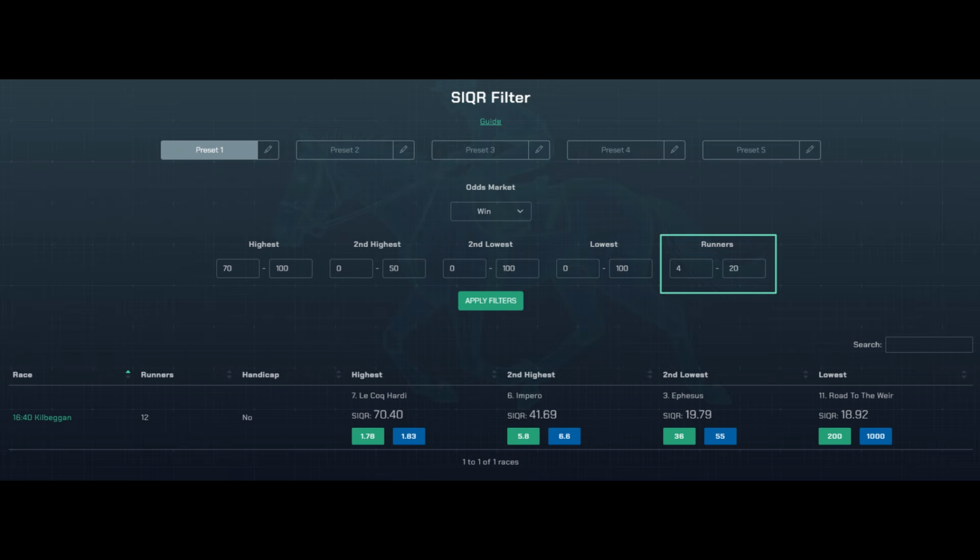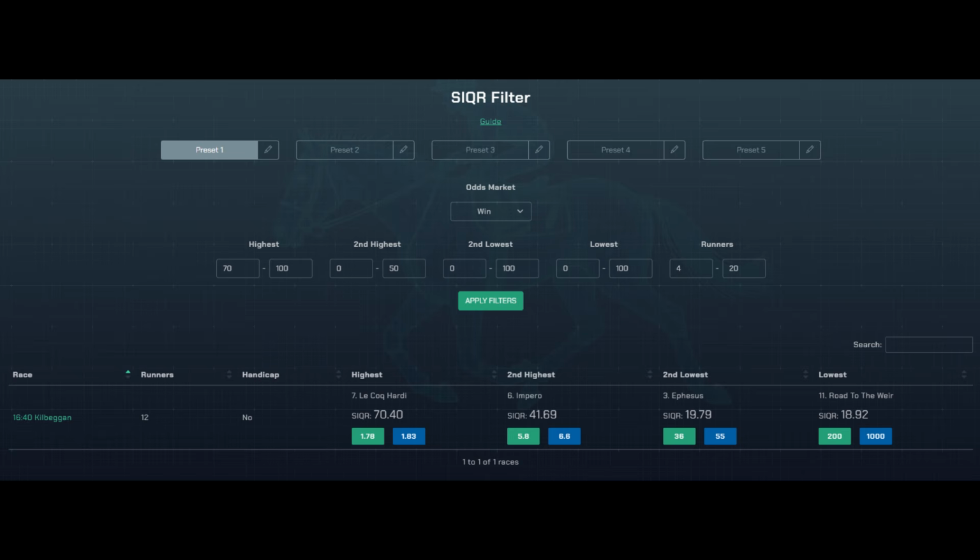Now what I'm really asking here is, can you find me races where top rated horses appear to have a significant rating advantage over the rest of the field? And straight away we found one, the 1640 at Kilbeggan. Let's have a look. The highest rated horse is Lecoq Hardy with an SIQR of over 70. The second highest horse is Impero with an SIQR of around 41. Now let me ask you another question. If one horse is rated nearly 30 points higher than its nearest rival, is that something worth investigating? I'd argue it probably is.